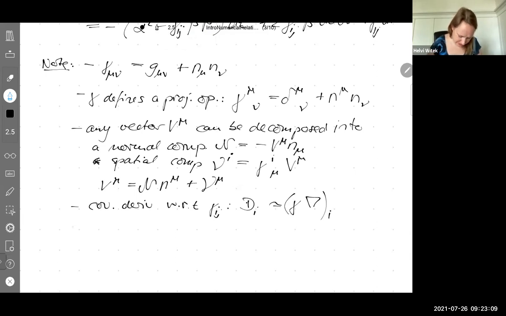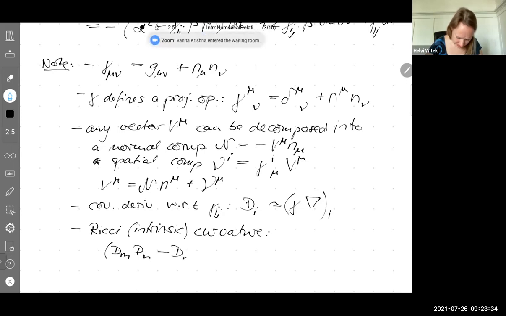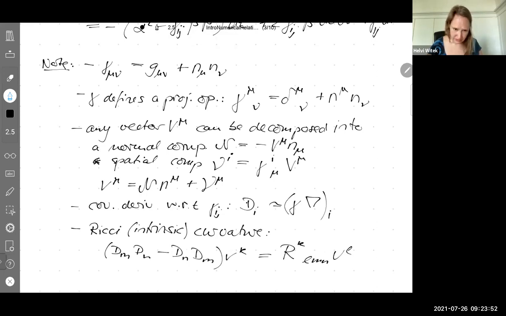And then of course we can define the Ricci, that is the intrinsic curvature of our hypersurface. Here, again, I will use Latin indices so we can look at the commutator, say capital D_M D_N minus D_N D_M acting on some spatial vector, let me call this V^K. Then the three-dimensional Riemann tensor would be R^K_{LMN} V^L.